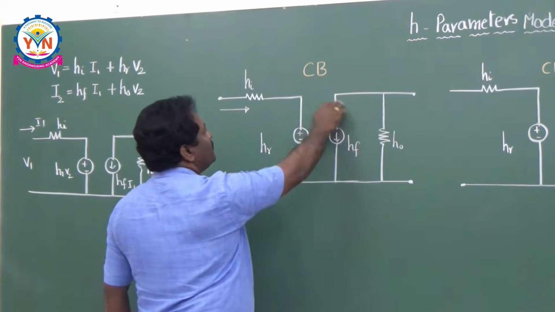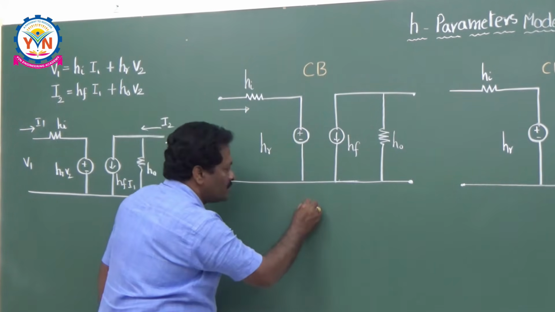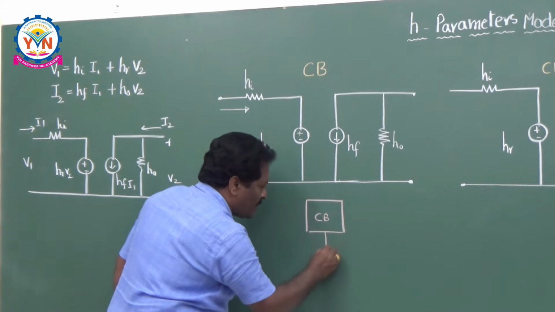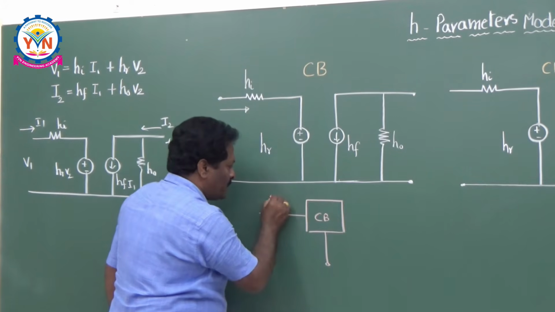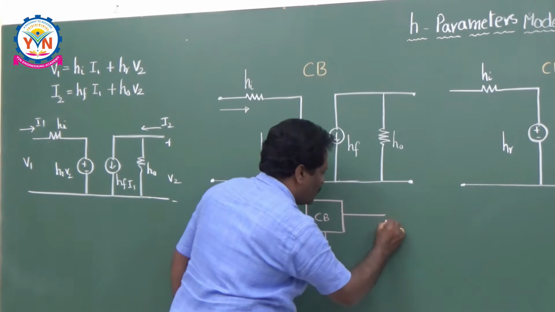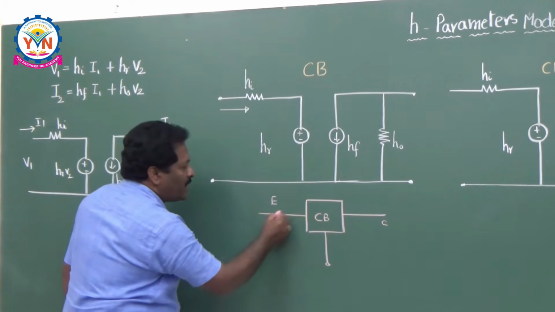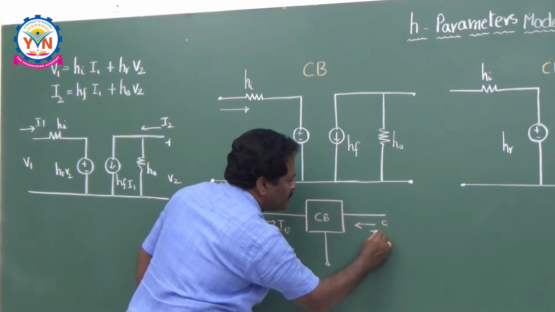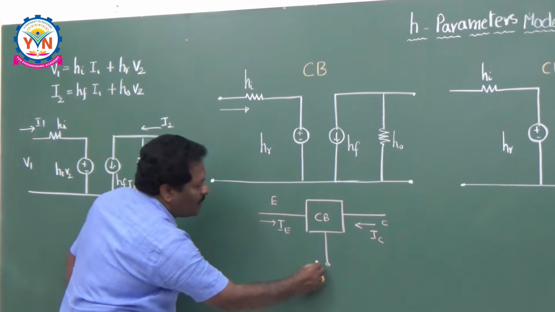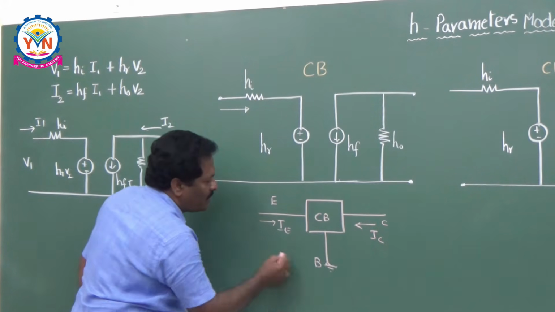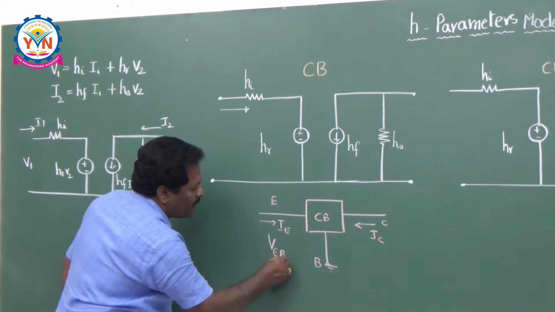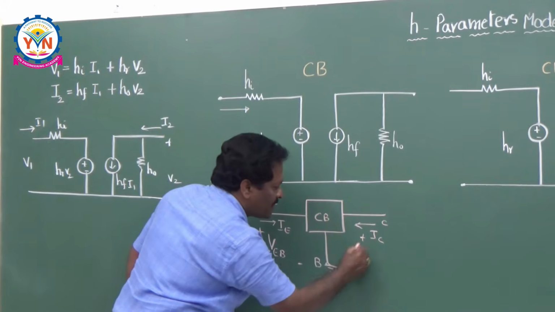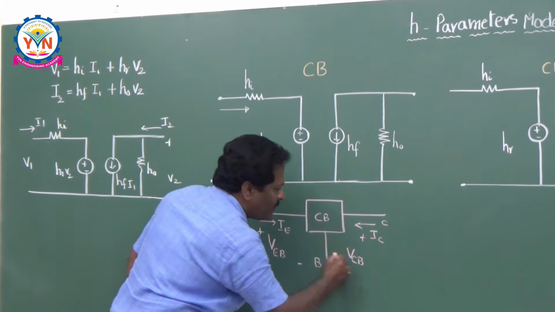This is CB. In the CB configuration, the base is common, emitter is the input and the collector is the output. So what is the input current here? IE, and the output current is IC. Input voltage is VEB, base is common here, base is grounded. So VEB, this is plus and minus. And what is the output voltage? VCB, this is plus and this is minus, this is VCB.